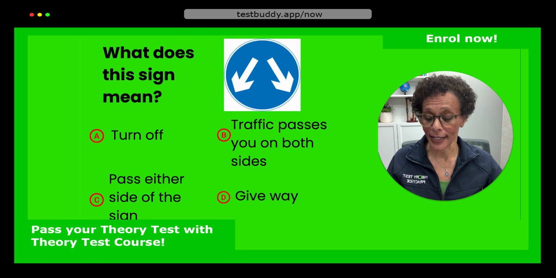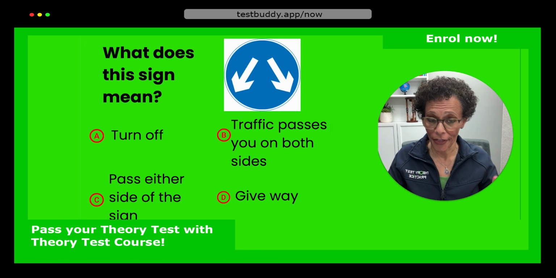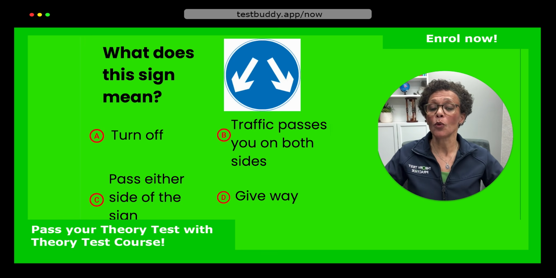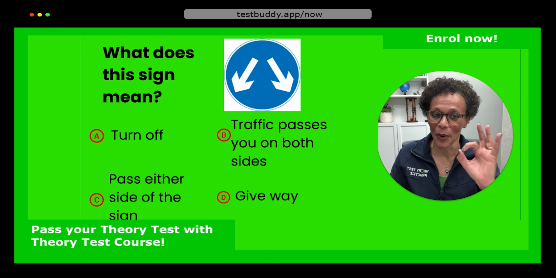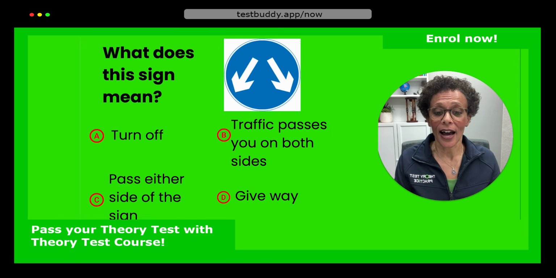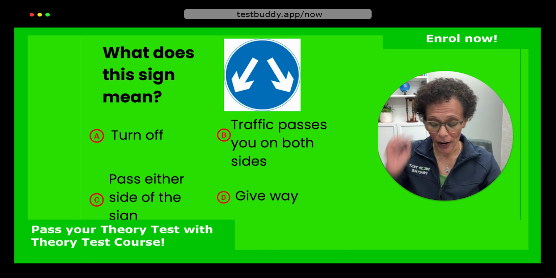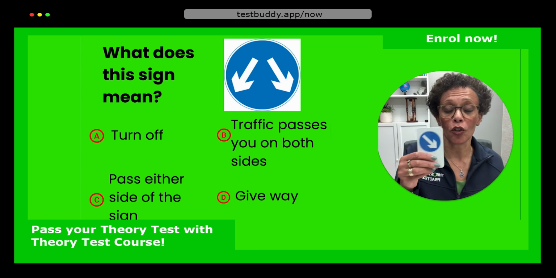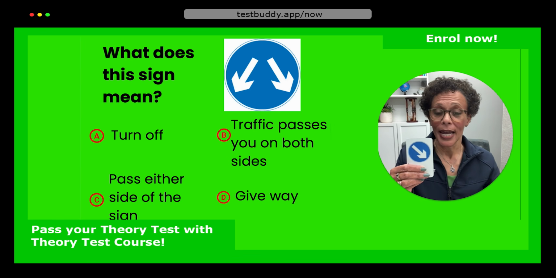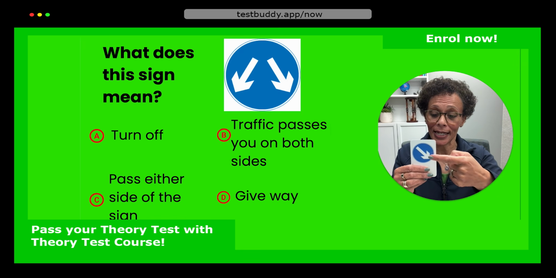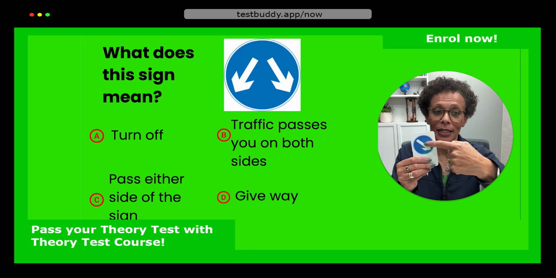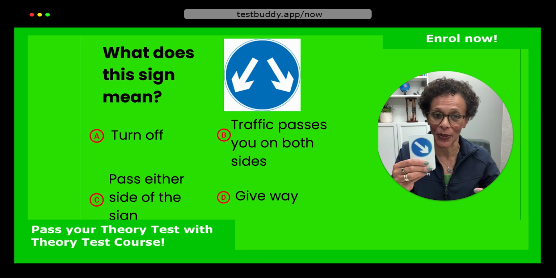Red circle signs tell you what you must not do. Think red O means no. Blue circle signs tell you what you must do. Blue must do. So this sign is telling you what you must do. Now, if you see a sign in a blue circle with just one arrow like this one, it means when you drive past this sign, you must pass the sign on this side of the road.